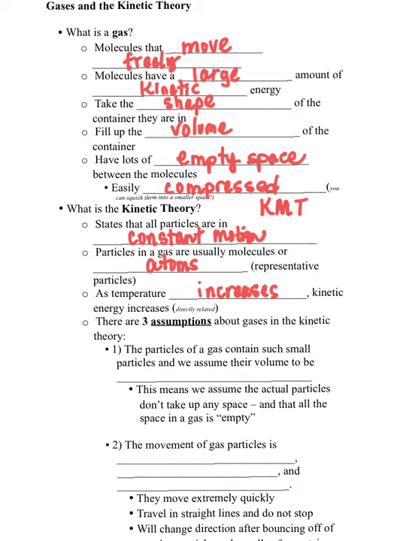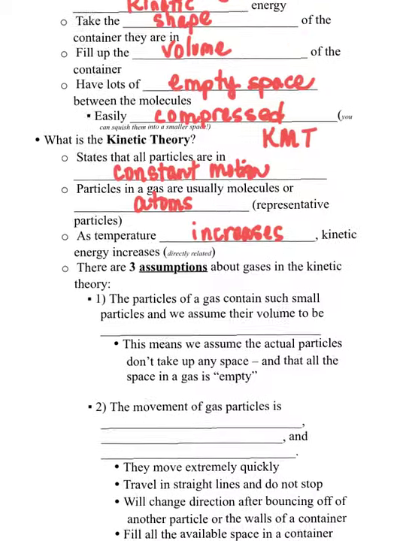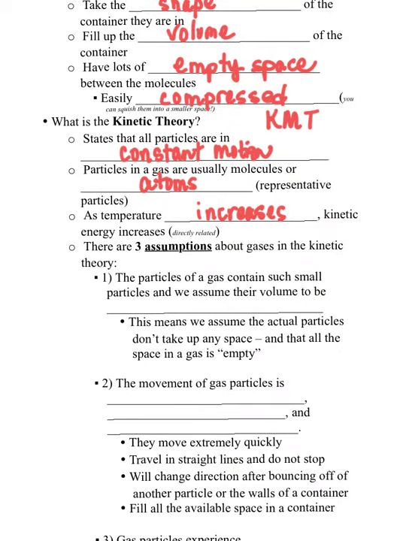There are three assumptions about gases. Assumptions are things that we take to be true. The particles of a gas are so small that we assume their volume to be insignificant. It means we can kind of ignore them. So that means that they don't take up any space.